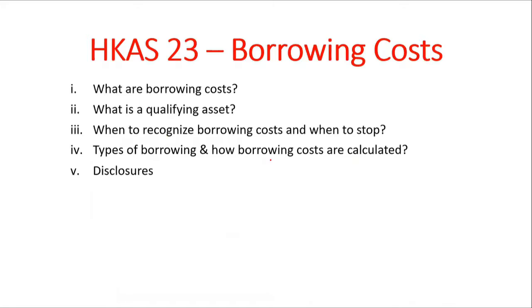So let's look at what we are going to look at in the video. We will briefly see what borrowing costs are. We will define what borrowing costs are, and then what is a qualifying asset, when to recognize the borrowing cost, and when do you stop. Types of borrowing: there are two types of borrowing that we will look at, and how borrowing costs are calculated, mainly speaking. And then at the last, we will see what disclosures the financial statements will be required to make.